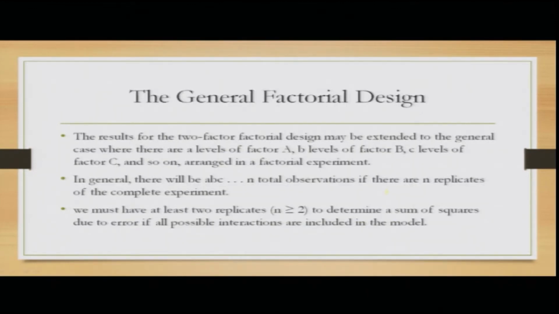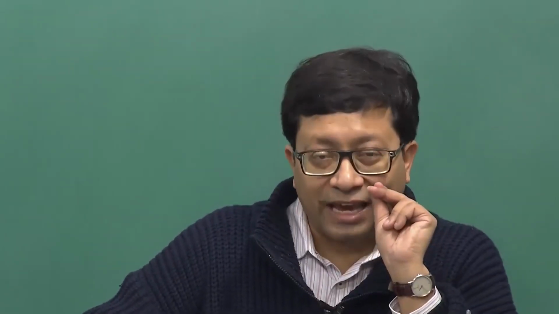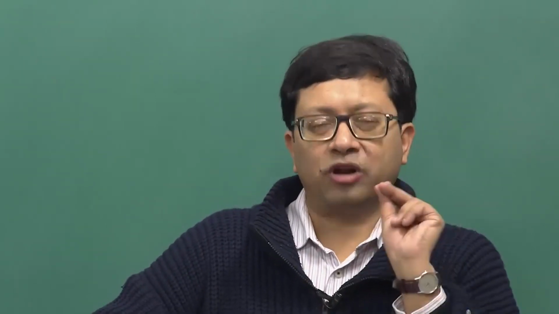Now, we will consider the general factorial design. The results for the two-factor factorial design may be extended to the general case when there are more levels of factors, as I said, A, B, C, and so on. For factor A, I consider the suffix i suffix 1, because there would be many such nomenclatures. i suffix 1 is the nomenclature corresponding to the values of factor capital A, and i suffix 1 changes from 1 to small a.